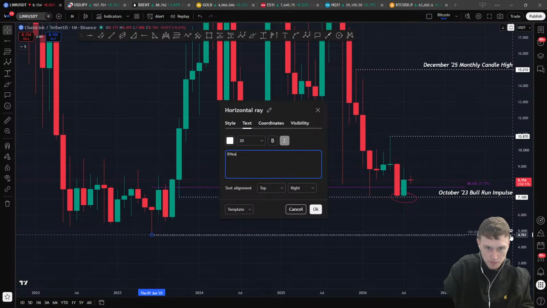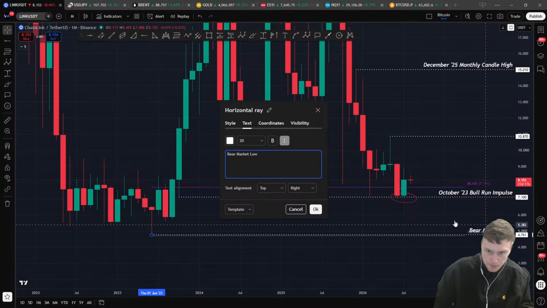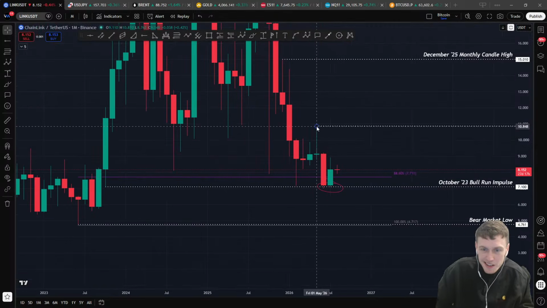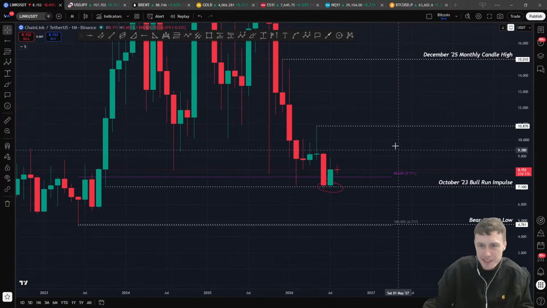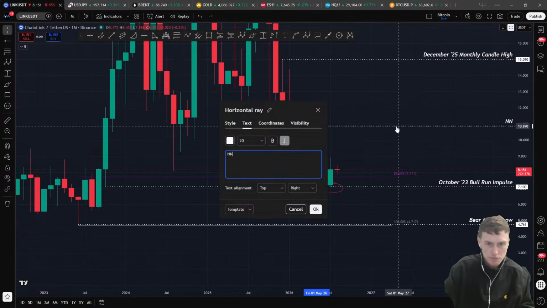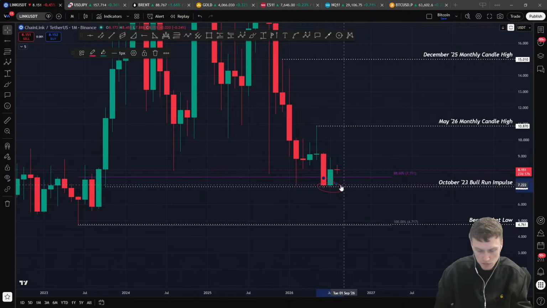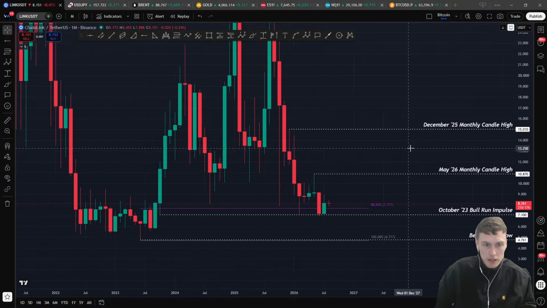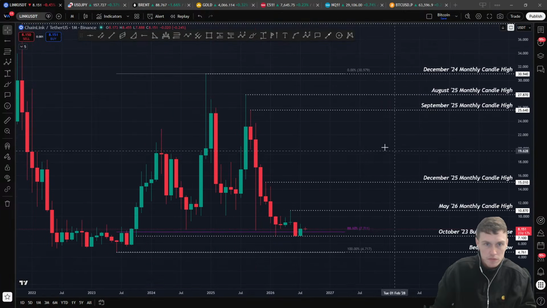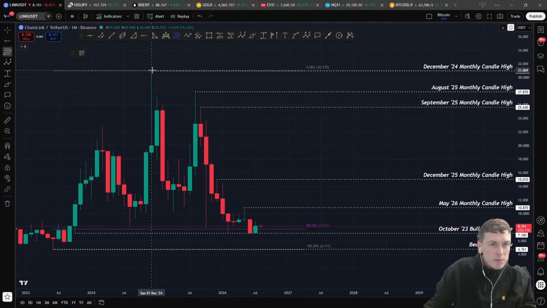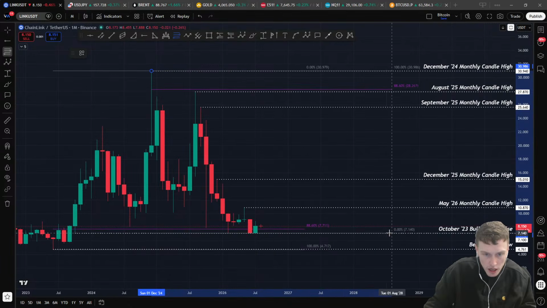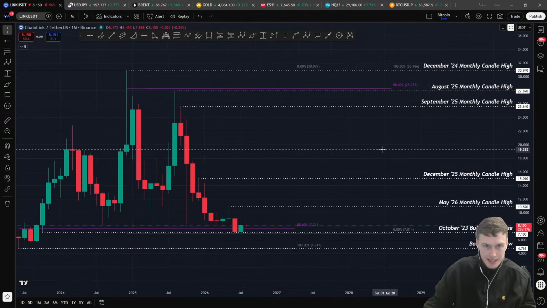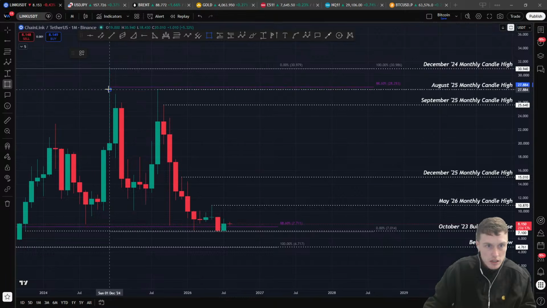Power market low. May 26 monthly candle high. Those are the monthly levels I'm interested in. Let's draw a fib from our cycle high to cycle low. Right, clear resistance there.